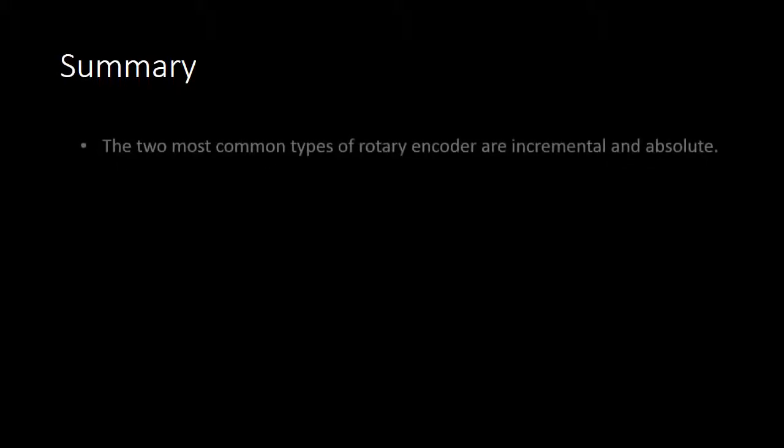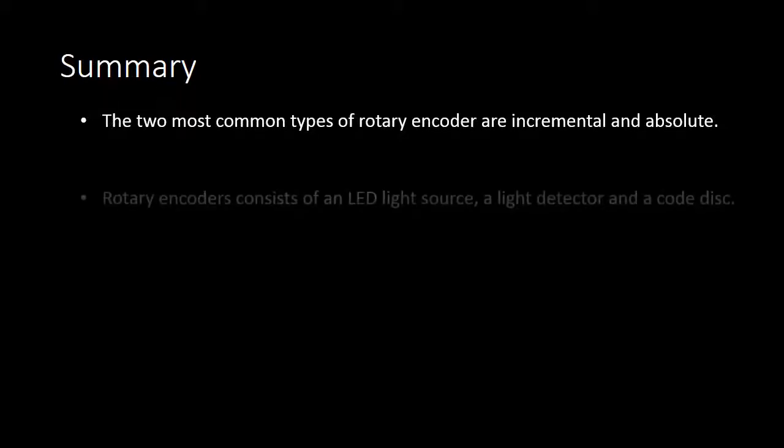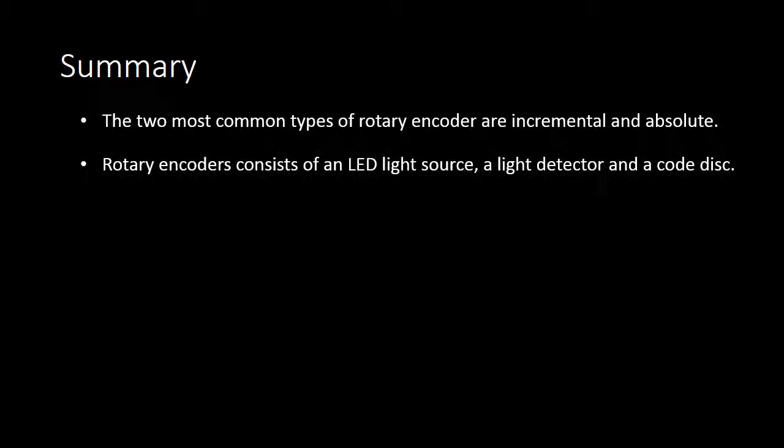Summary. The two most common types of rotary encoder are incremental and absolute. Incremental encoders will indicate the position only as the position changes. Absolute encoders can indicate the position without movement. Rotary optical encoders consist of an LED light source, a light detector, and a code disk. The disk has rotating transparent segments to interrupt the light beam. The number of light pulses indicates the position change.